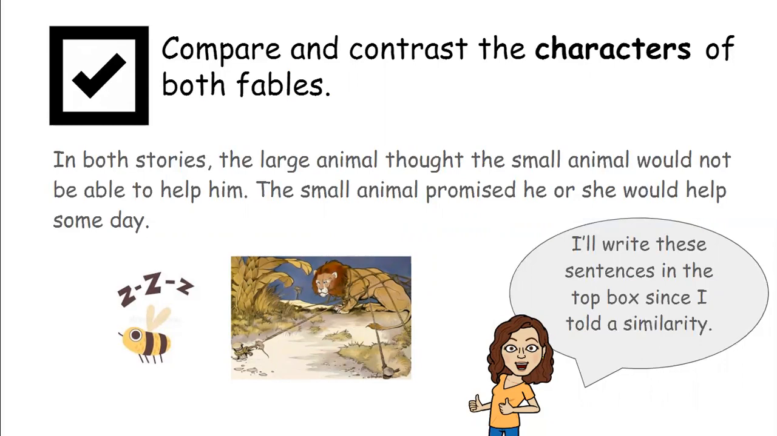I saw similarities, and I might write in my similarity box, in both stories, the large animal thought the small animal would not be able to help him. The small animal promised he or she would help someday.